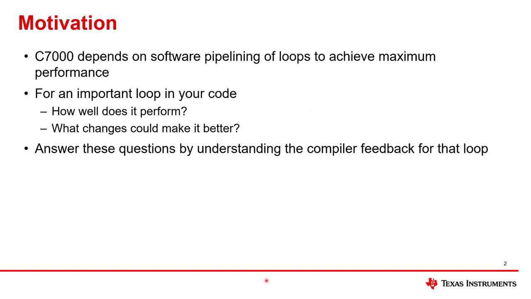Why do you need to understand software pipeline feedback? Well, C7000 depends on software pipelining of your loops to achieve maximum performance. So for an important loop in your code, there are some questions you would need to consider, such as how well does it perform and what changes could you make to have it perform better? And you can answer these questions by understanding the compiler feedback for that loop.